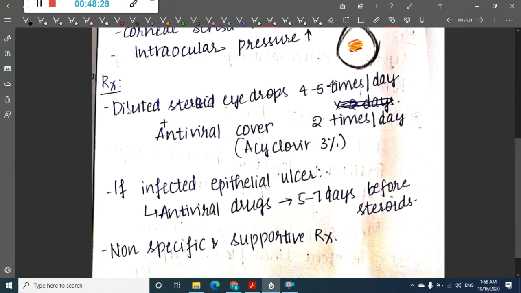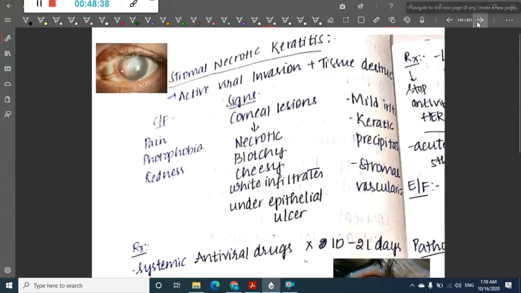Next, even here you should give diluted steroid drops with acyclovir cover. Mainly we give antiviral drugs, but in disciform keratitis you can even give steroid cover.